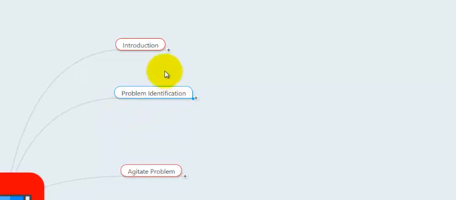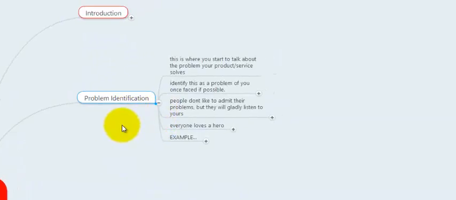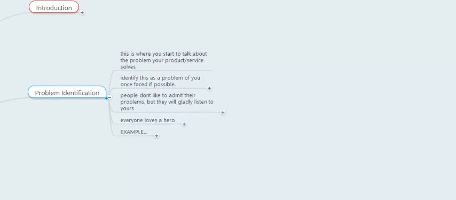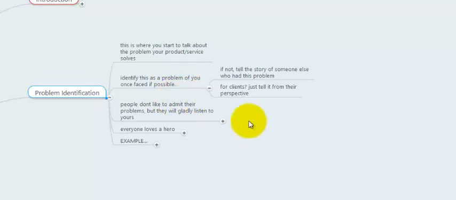After the introduction is out of the way, you've built the foundation for the problem. You've got the viewer admitting, yeah, I might have this same problem too. Then they're interested in learning more. So this is where you start to talk about the problem your product or service solves. Eventually we're going to introduce a solution, a product or service that solves this problem, but we're not going to say that yet. We're just going to talk about the problem specifically, and identify it as a problem that we or someone else we know has faced.